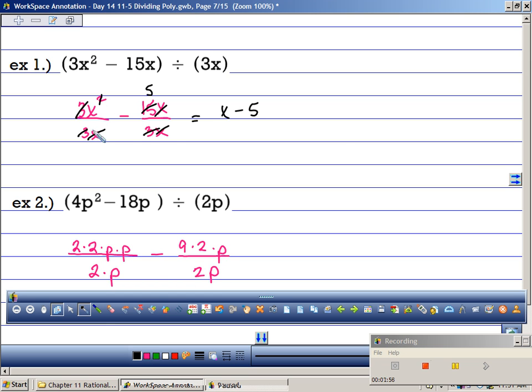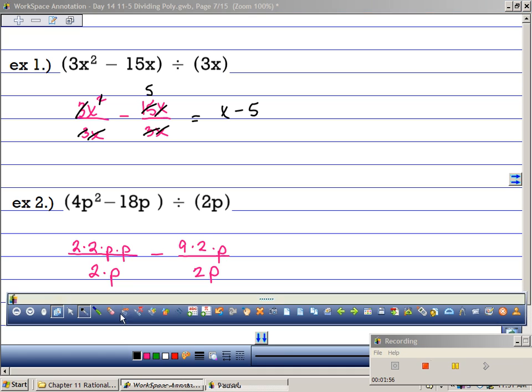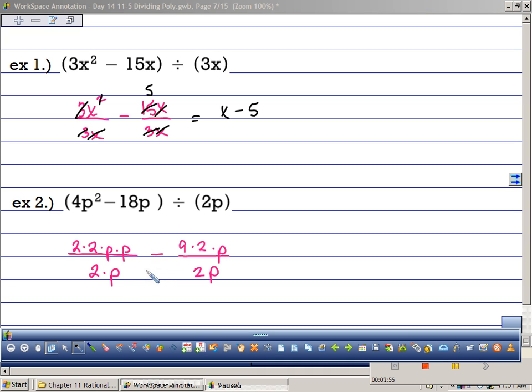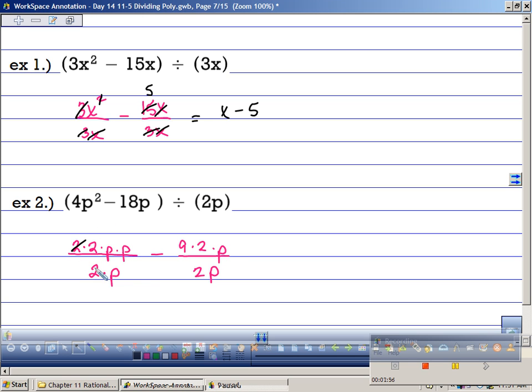Then you don't forget anything, because this way you can possibly forget something. If you do it, just take that little extra step. It can mean the difference between getting it right or getting it wrong on a test, right? So the 2's cancel, the p's cancel. 2's cancel, p cancels. And what's left over? 2p minus 9.